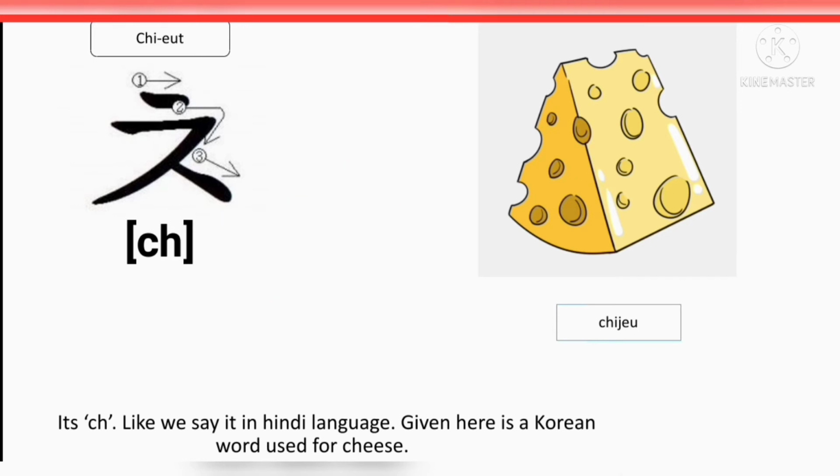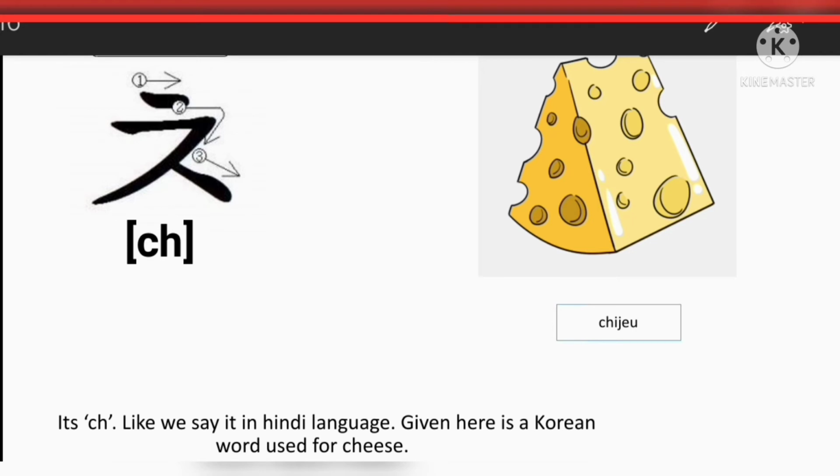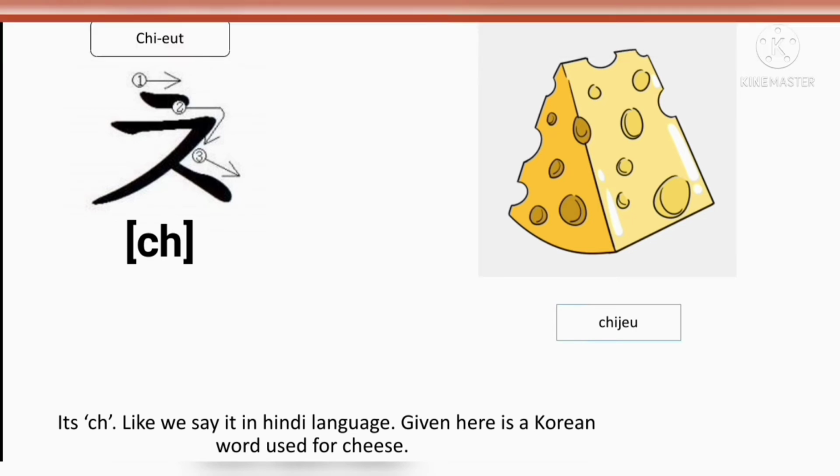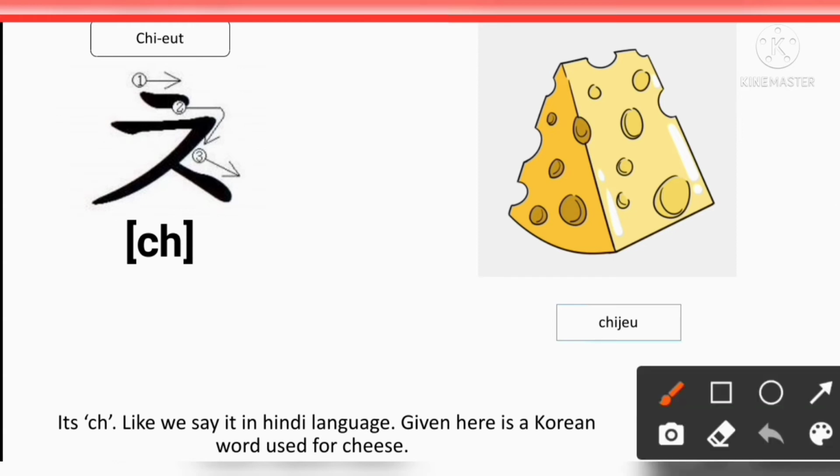And in the example, if you will see it, given here is a Korean word. This word is a Korean word as in cheese. Yeah, this is called cheese. Cheese is known as cheese in Korean. In Hangul, it's known as cheese. So I hope you will learn this very easily.